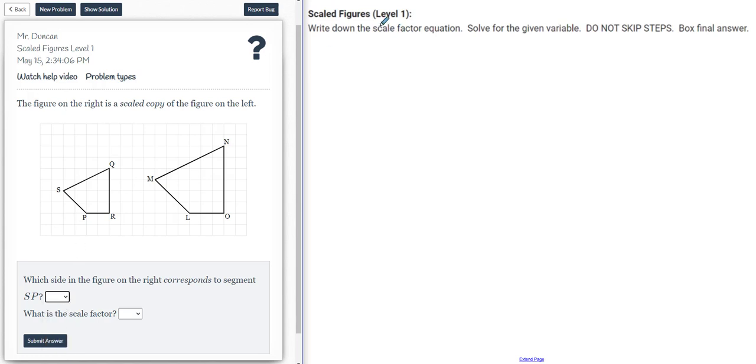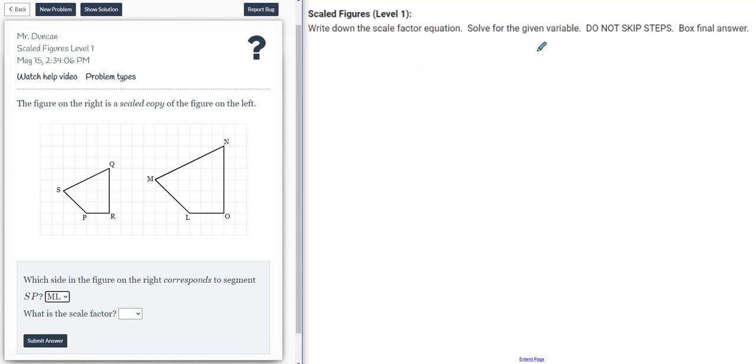In our first question, in Google Classroom, it said write down the scale factor equation. Our scale factor equation simply has us finding the length of the pre-image, one of them. Now in this figure, they're actually asking for the corresponding side length to SP. The word corresponding simply means same relative position. So in this one they said SP, well, the same relative position in the image is going to be from M to L. So we'll come over here and we'll do ML.